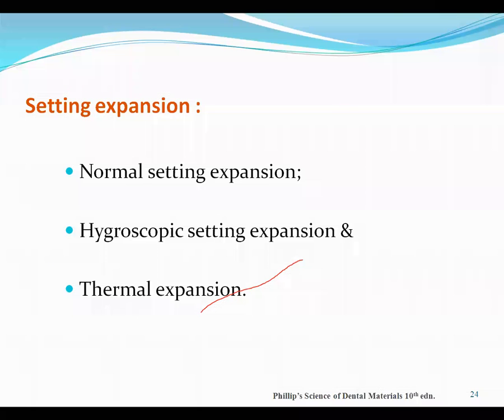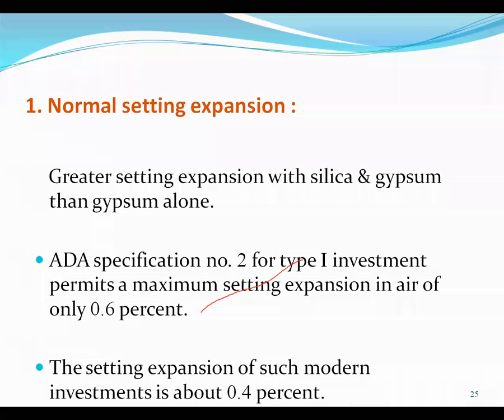Okay, setting expansion. There are three types of setting expansion: normal, hygroscopic, and thermal expansion. In normal expansion, the normal setting reaction takes place. The nuclei of crystallization start expanding with a deposition of a fibrous structure on it, that is, intermeshing of fibrous crystals. So this is normal setting expansion.